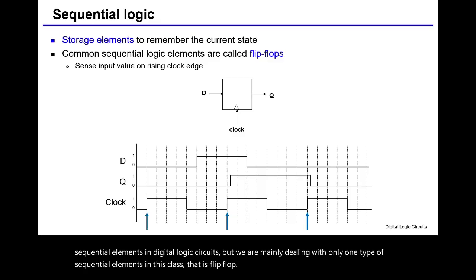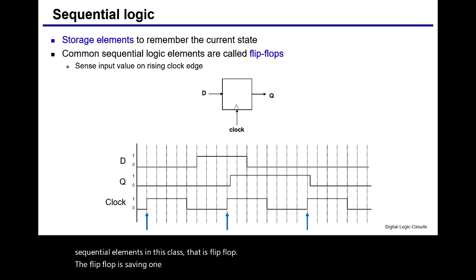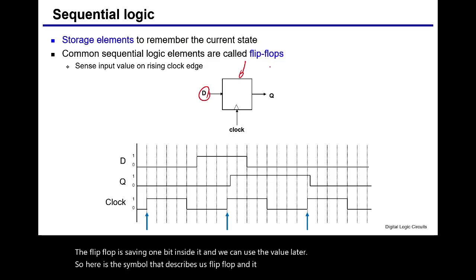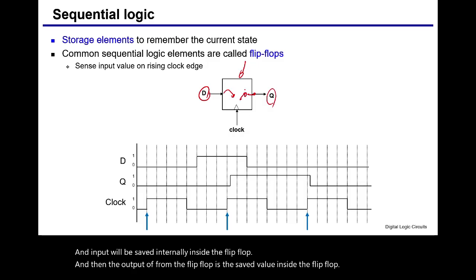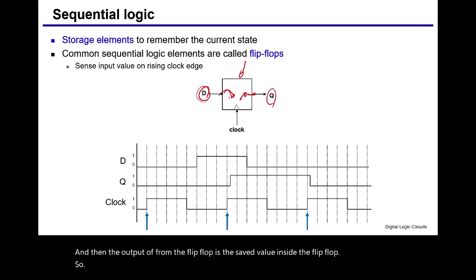A flip-flop saves one bit inside it, and we can use the value later. So here is the symbol that describes a flip-flop, and it takes D as input, and the input will be saved internally inside the flip-flop. Then the output from the flip-flop is the saved value inside the flip-flop. So the input is connected to the internal state, and the output is getting the state from the internal value.